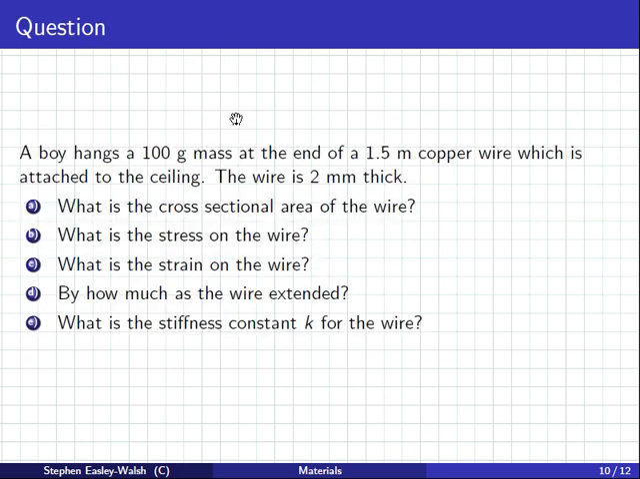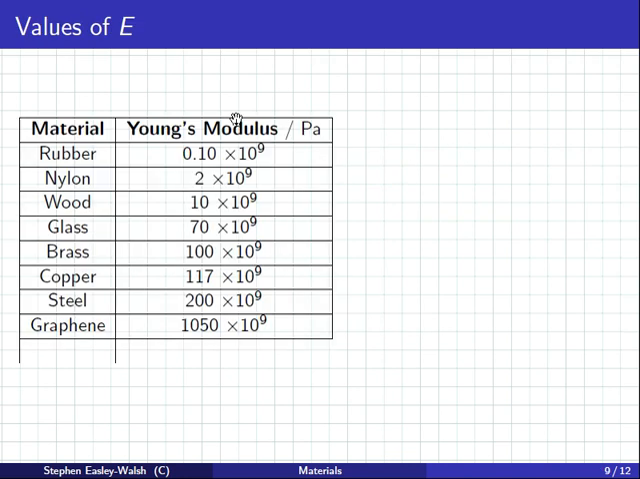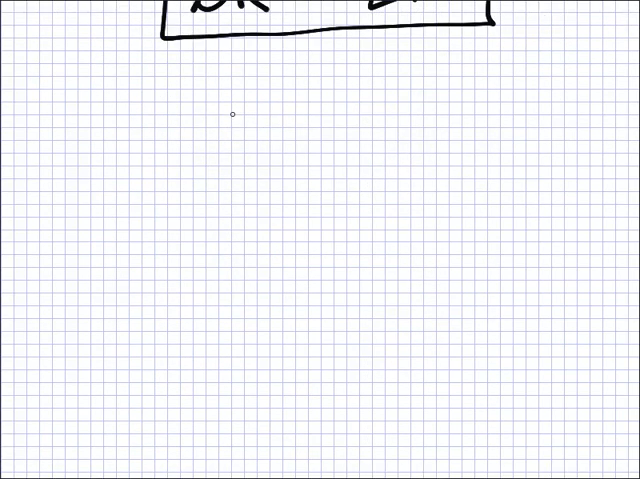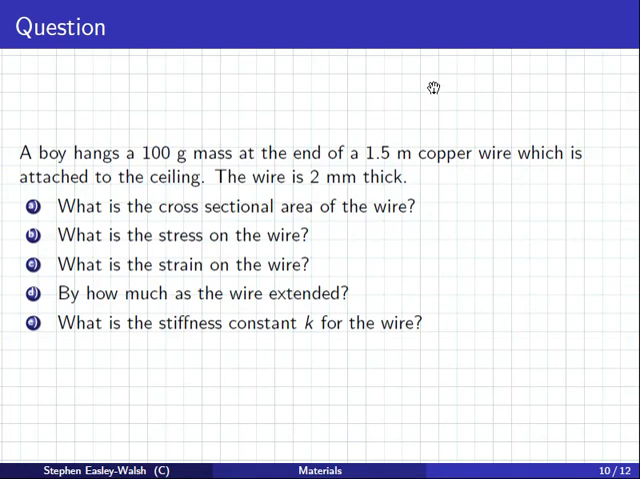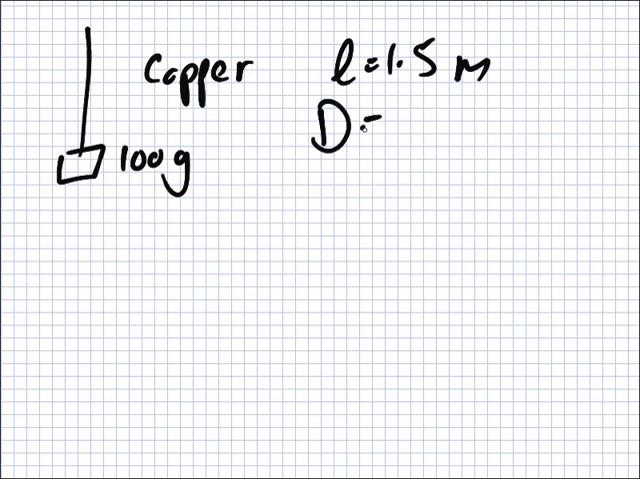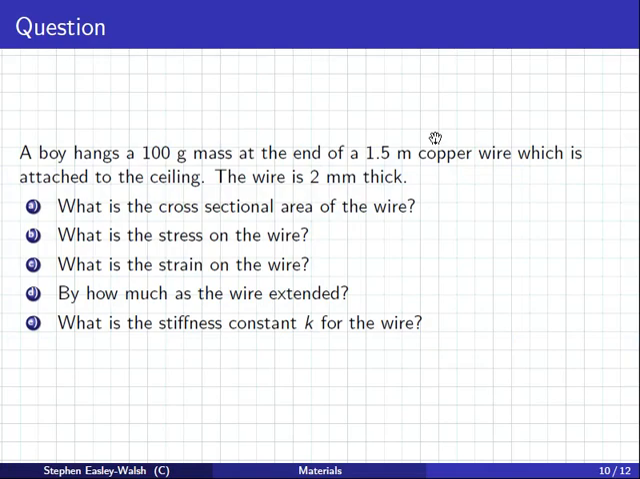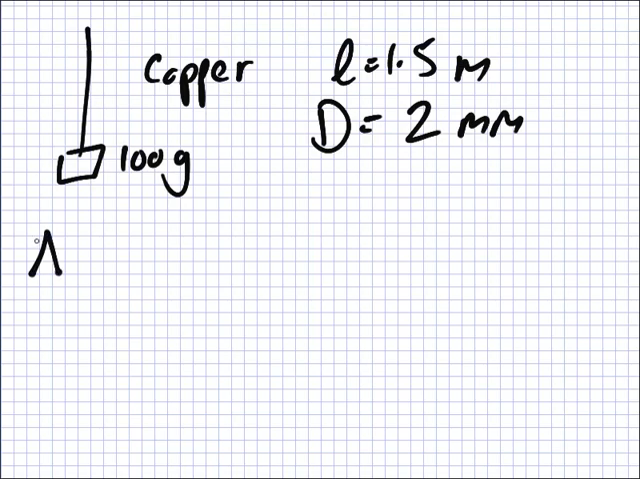Right. We'll run through this one quickly. A boy hangs 100 grams at the end of a copper wire of length 1.5 and thickness diameter of 2 millimeters. So the only value you need here is the copper one. A: What's the area of the wire? If you think about the wire like this, it's this area.